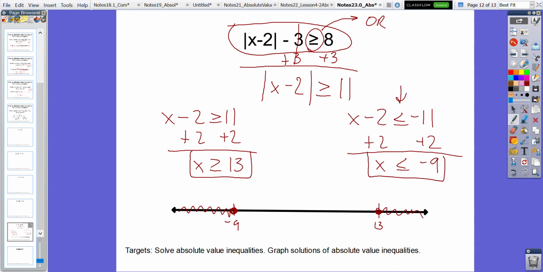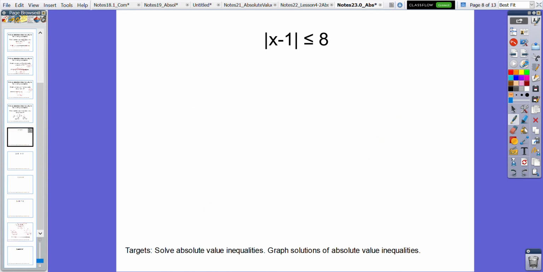Looking at another example, let's say we have a simpler one. Let's say we have the absolute value of x minus 1 is less than 8. This is already solved for, and because this is less than, that clues us in that this is an AND inequality. Here's how we graph an AND inequality. We once again want to start with negative 8 and positive 8, and we put this into a compound inequality that looks like this. Once again, we want to solve from the inside going out.